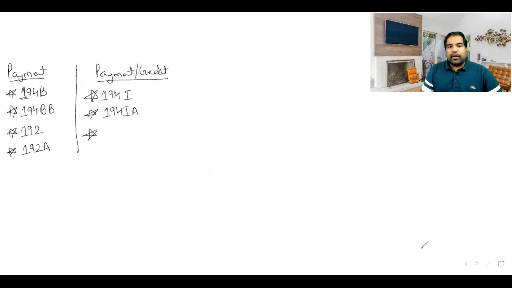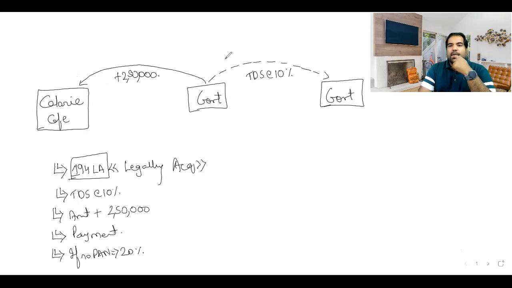So this is 194LA. I'm writing it here because it's on payment basis. Because guess who is acquiring it? The government is acquiring it, legally acquire. Let's have a look at it from the QuickBooks. Here we go.